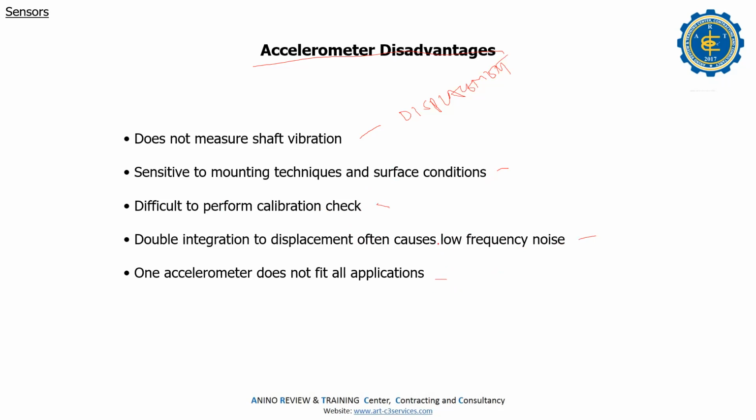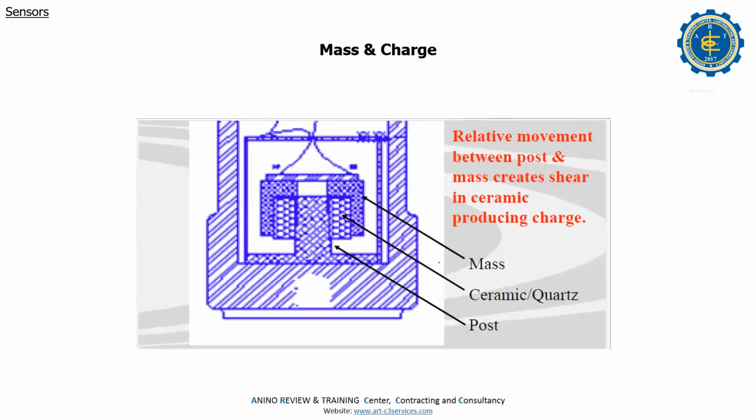This one is not a triaxial, but if it is a triaxial, and there is a temperature reading, I think it's good. It's good to use triaxial. This is the accelerometer inside. You have the mass, ceramic, quartz, and then the ceramic with the post. The category 2 exam is just simple.